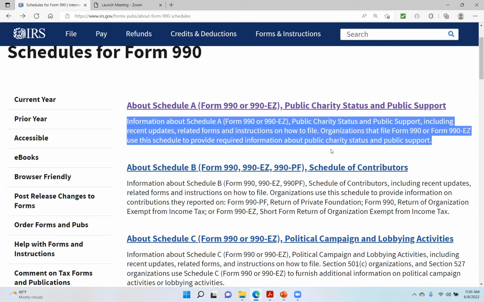So if the Black Lives Matter Global Network Foundation needed to provide information about the public charity status and public support, then they would use the Schedule A or include a Schedule A as an attachment.